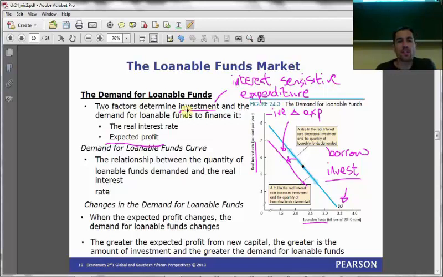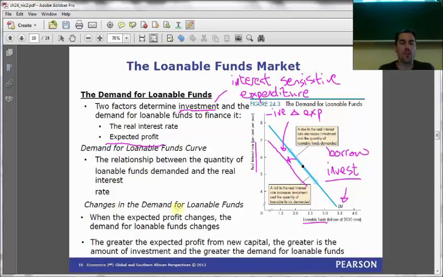So the factors that determine investment and those other kinds of interest-sensitive expenditure would be the interest rate, as well as then expected profits, primarily concerned with investment. So the demand for loanable funds, the relationship is downward sloping. In other words, the relationship between the quantity of loanable funds demanded and the real interest rate is negative.